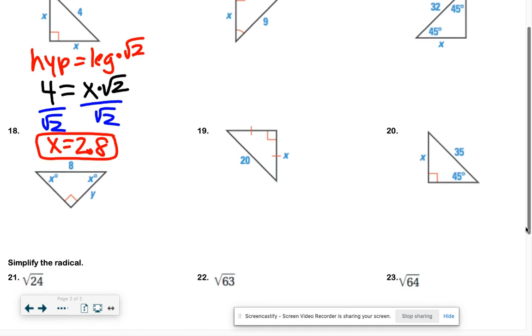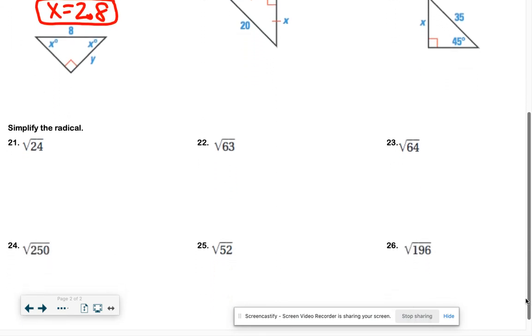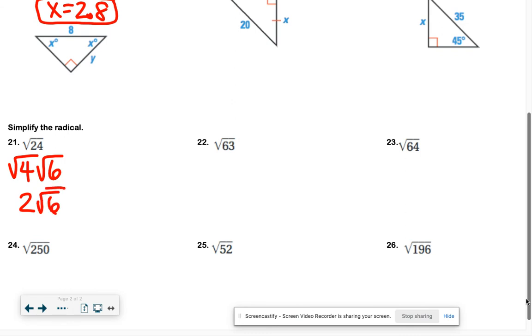Let's retry one of the radical ones on the bottom just to refresh. Which one should we do? Probably the first one. If you look at your little gold sheet, I have all those numbers on there for you. Which one of those perfect squares is going to go into 24? 4. How many times does it go in there? 6 times. Now what's the square root of 4? 2. So 2 root 6.